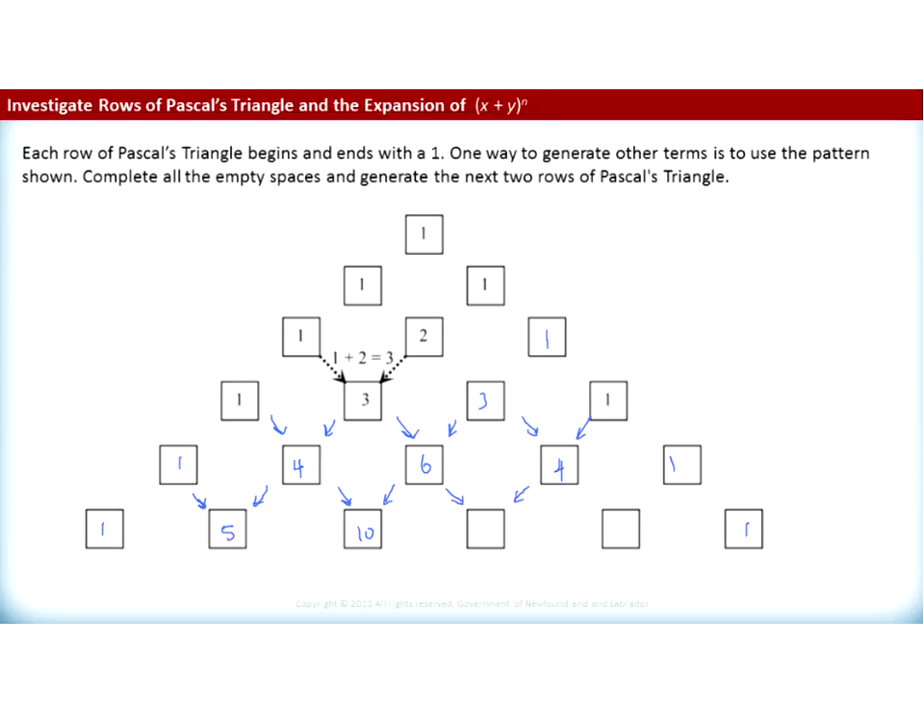4 plus 6 is 10. 6 plus 4 is 10. 4 plus 1 is again 5. So these are the numbers that form Pascal's triangle. And of course it continues on with more and more rows in the triangle.